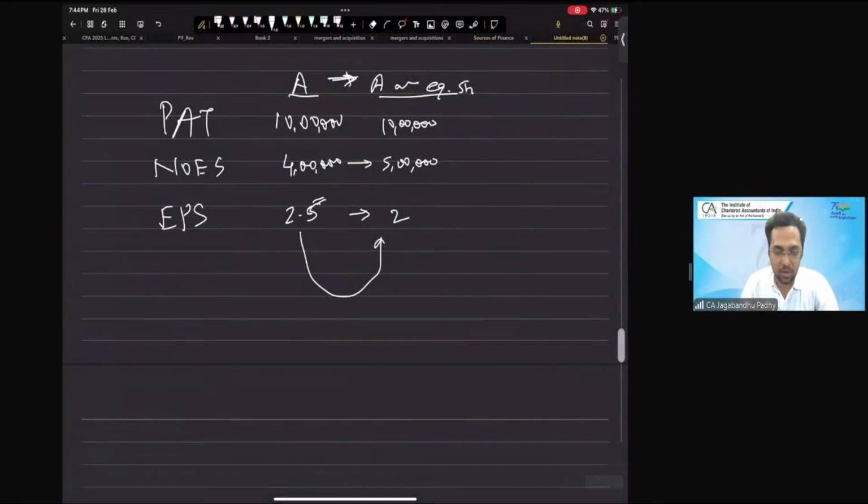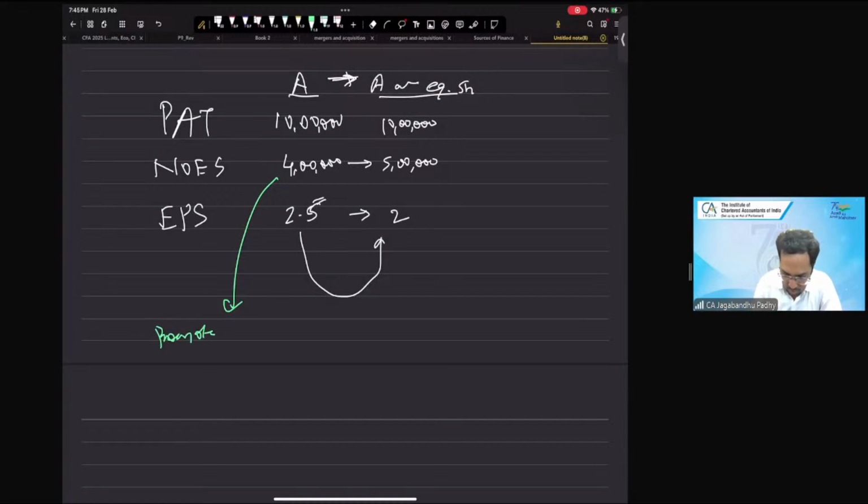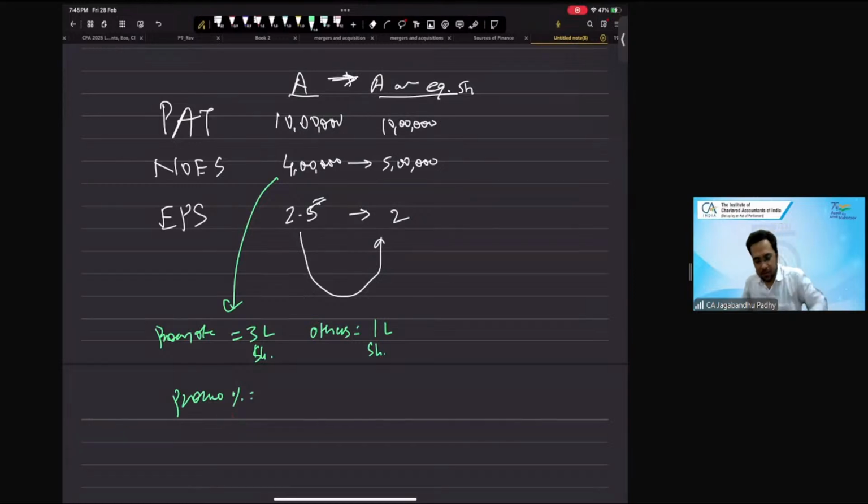Now, what is dilution of ownership and control? Let us say, out of this 4 lakh, promoters were holding 3 lakh shares and others were holding 1 lakh shares. So what was the promoter's percentage stake? How much percentage of the company were the promoters holding? Because out of 4 lakh shares, 3 lakh shares are held by promoters and 1 lakh is held by others. Can it be 75%? Correct.